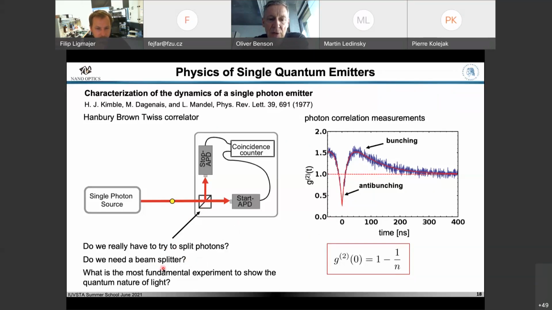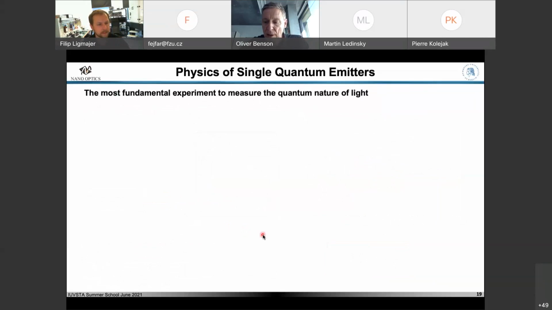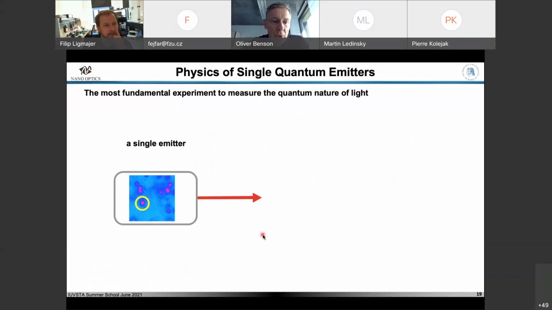And the question that may arise is, well, is this beam splitter a fundamental part of this experiment or not? And you may say, isn't there any possibility to make a more fundamental experiment where you can prove the non-classicality of this light in a simple way? Yeah, there's indeed a way, and we did this experiment quite some time ago, and I still like it in a sense. So what's the idea?